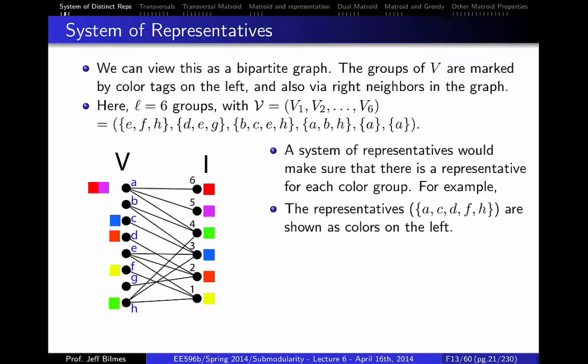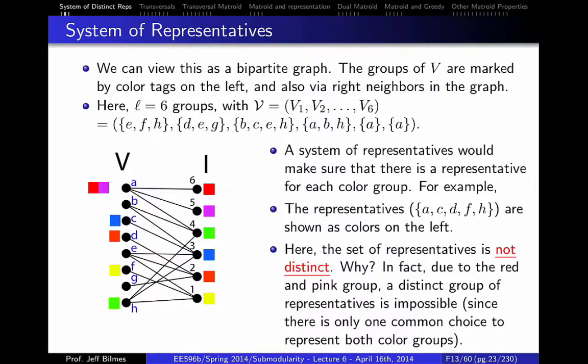Notice that A represents both the red group and the purple group. And so is this set of representatives distinct? No, because 2 groups, namely the red group and the purple group, have the same representative. So it's not distinct. Well, we already answered that question.